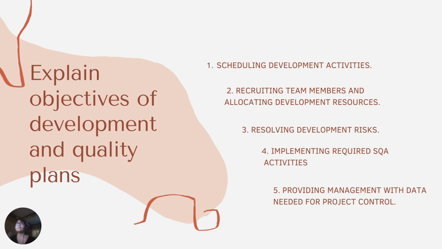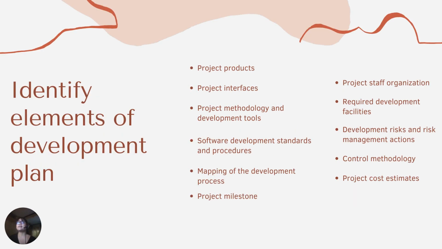Fourth is implementing required SQA activities. And number five, the last objective of development quality plans, is providing management with data needed for project control. For the next question: identify elements of development plans. There are 11 types of elements that constitute a development plan.